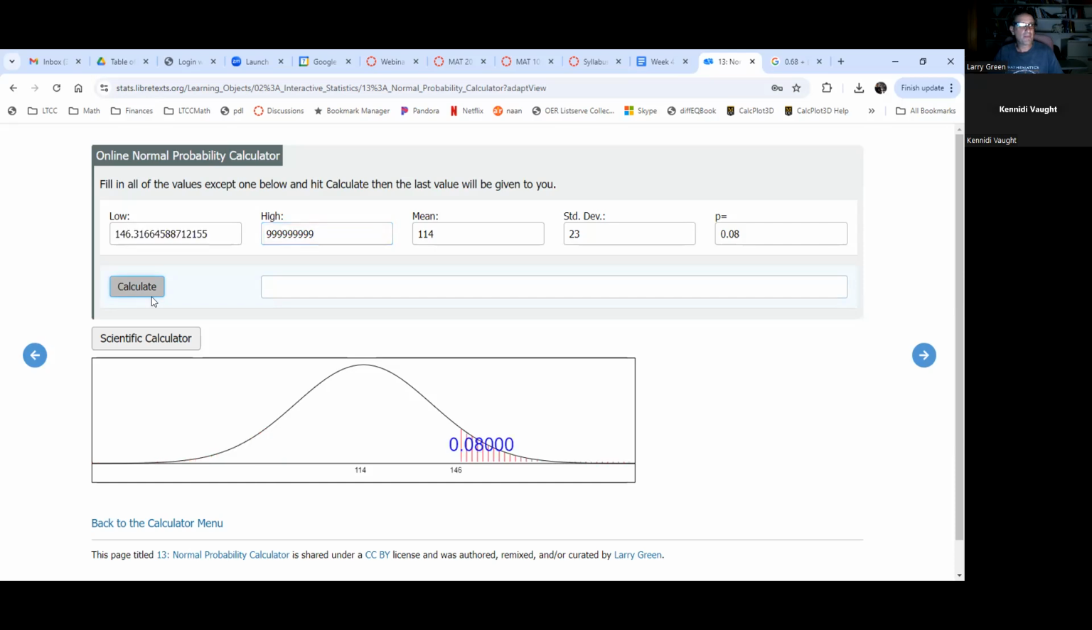Then I hit calculate. And you get about 146. Round to the nearest whole number.